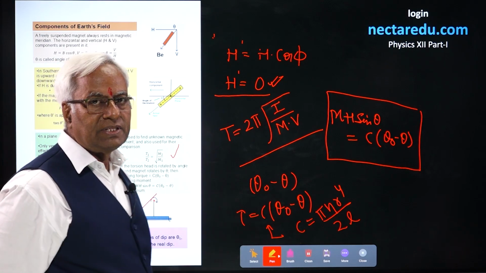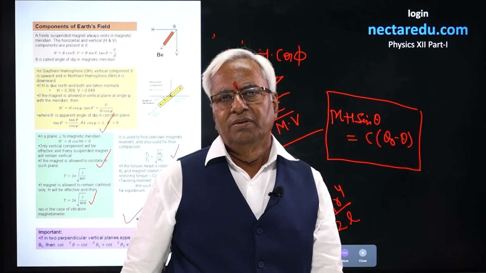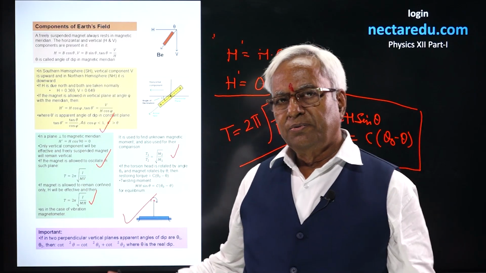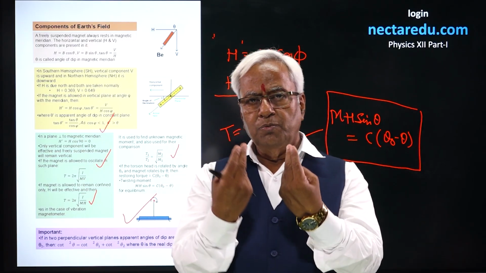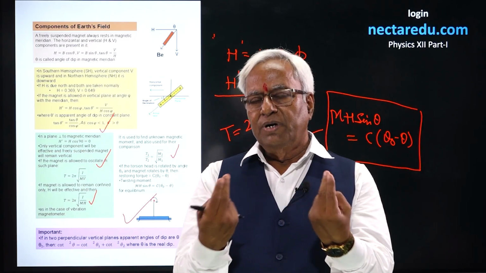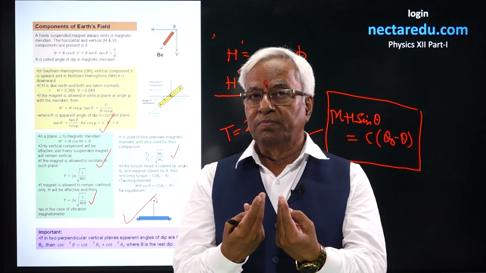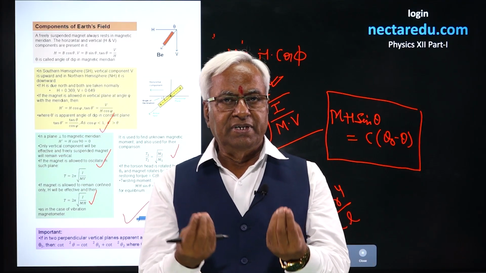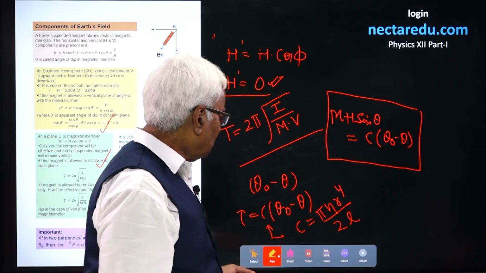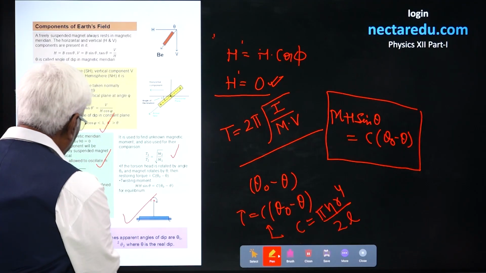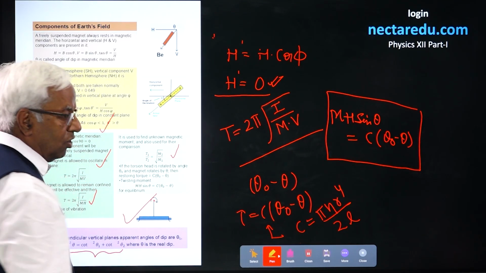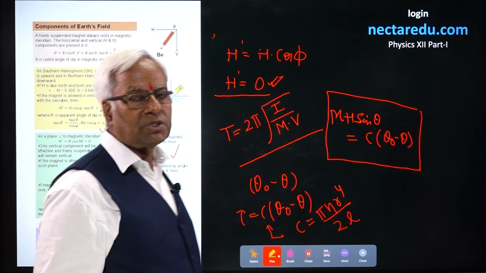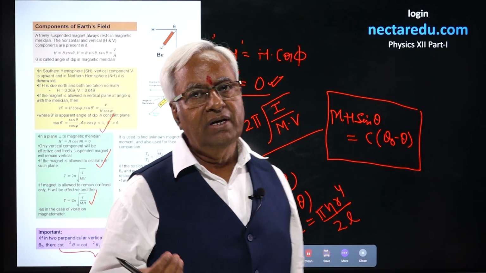And now finally, one theorem that you have to remember. We are not going to enter into the derivation. Suppose there are two perpendicular vertical planes, and in those planes the virtual values of the angle of dip are theta 1 and theta 2. Then the actual angle of dip can be calculated using this relation: cot square theta equals cot square theta 1 plus cot square theta 2.